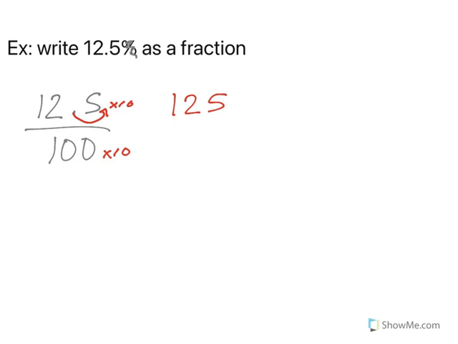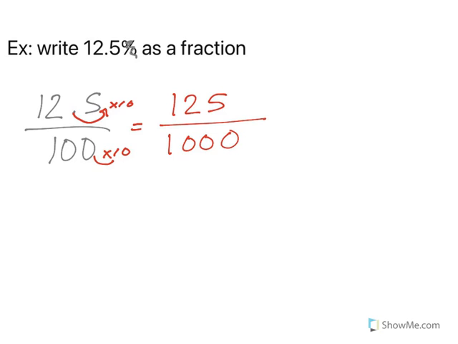But mathematics is about equality. So whatever we do to the numerator, we have to do to the denominator. So multiplying by 10 moves the decimal one place over, and because there's nothing there, we add a 0. So 12.5 over 100 is the same as 125 over 1,000. Now we can start to reduce.